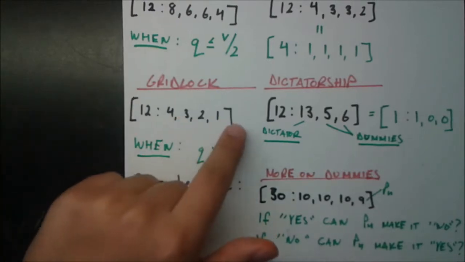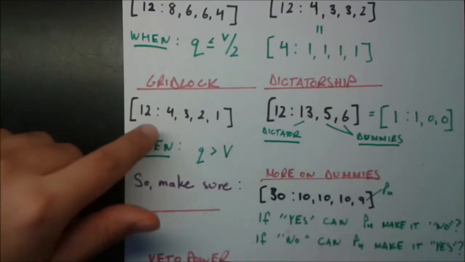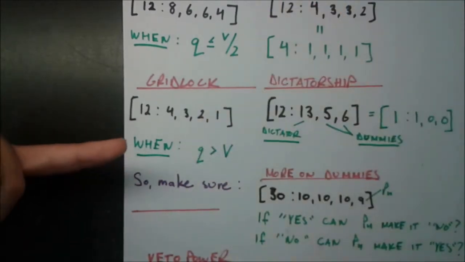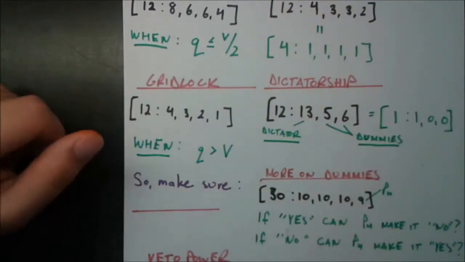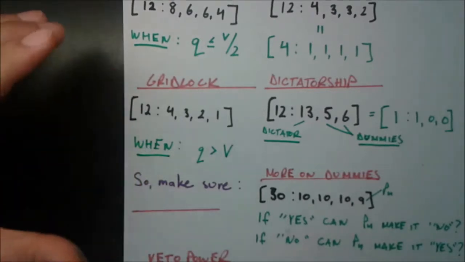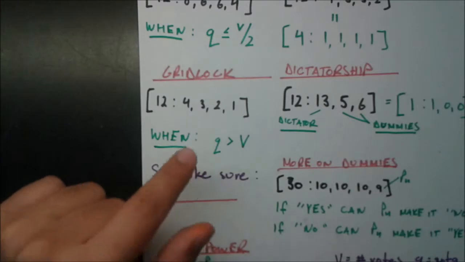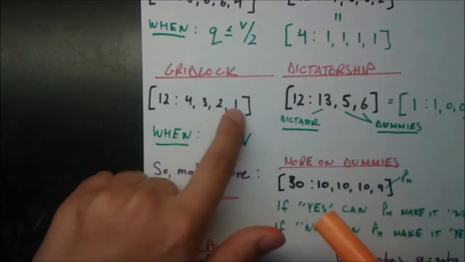If everybody votes no, that's 10 votes in the opposite direction, which is still not enough to meet the quota, which means that no decisions can ever be made in the system. There'll never be a way to make a decision using the system. This is called gridlock because it kind of locks us in place. We can't go anywhere. And when does this happen? This is when the quota is too high, when it's greater than the total number of votes.